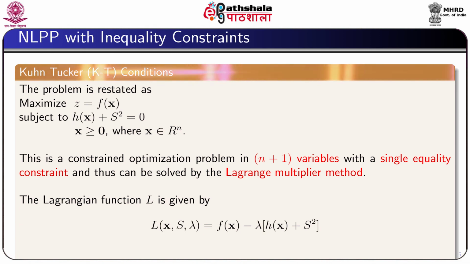This is a problem of constraint optimization in n plus 1 variables x1, x2 up to xn as well as s, and a single equality constraint which is h(x) plus s square equal to 0. Thus, the problem can be solved by using Lagrange multiplier method. Therefore, we construct the Lagrangian function L(x, s, lambda) equal to f(x) minus lambda into (h(x) plus s square).